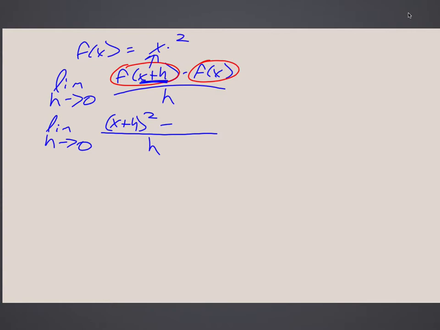So, what does f of x equal? That equals x squared. So the right side is always going to be what?